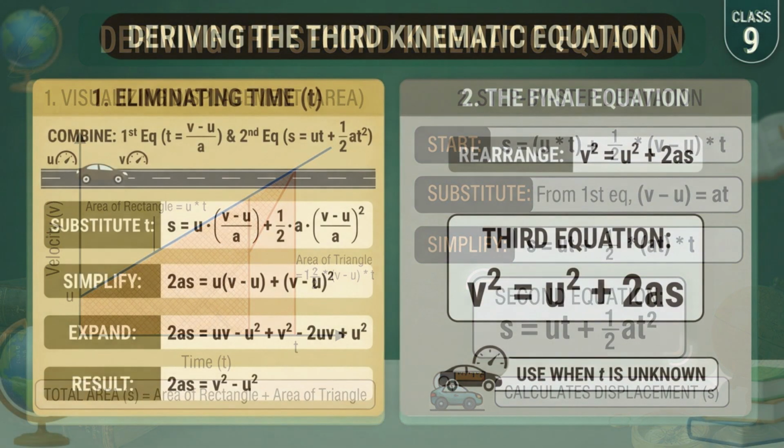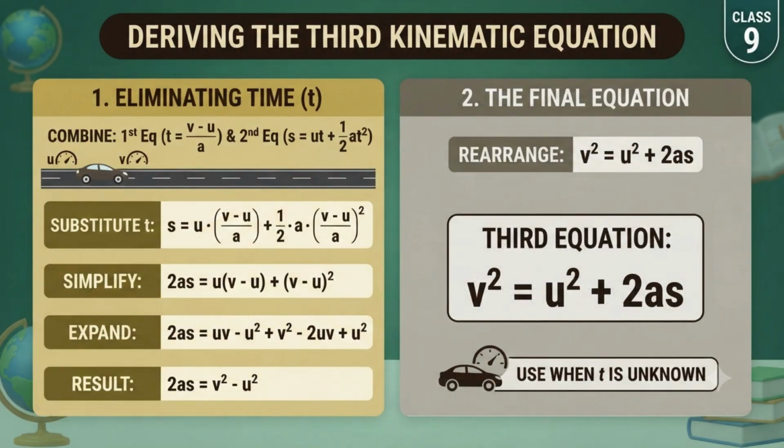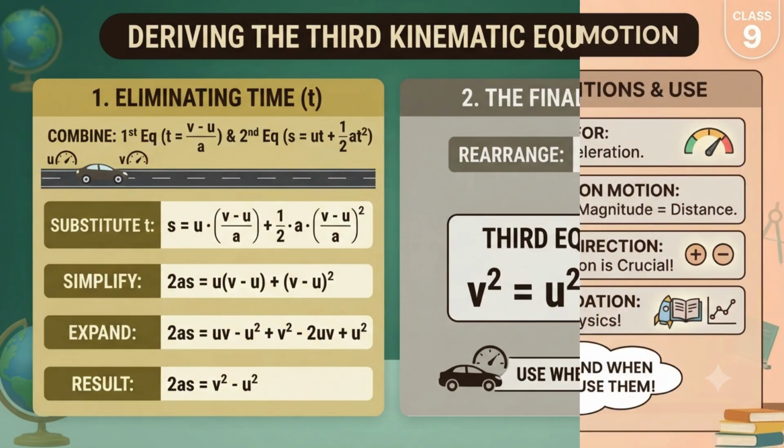Now let's derive the third kinematic equation. Sometimes, we need to solve a problem where the time is not given. In such situations, we combine the first and second equations and eliminate the time variable. After simplifying the equation mathematically, we obtain v square is equal to u square plus 2as. This is called the third kinematic equation. It is especially useful when time is unknown but displacement is given.